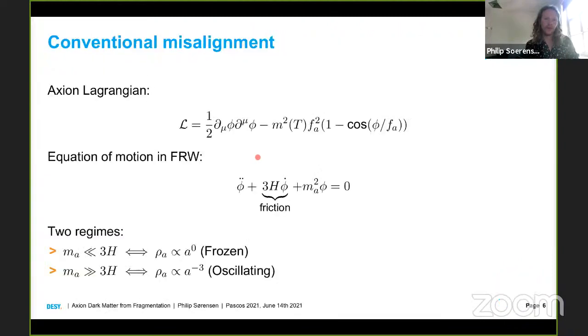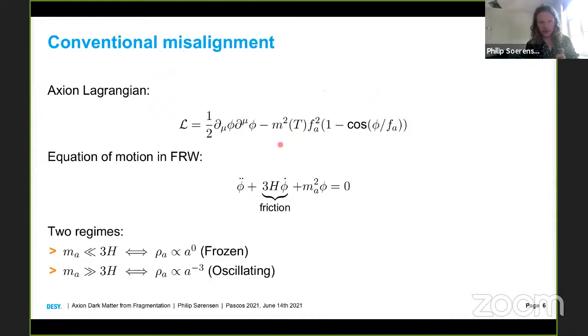To understand misalignment, we have to point out two things. First, that the axion gets a periodic potential, which in the case of a QCD axion is generated by the instantons of QCD, and in the more general case of an ALP, it's generated by confinement in some hidden sector. So that's the first point.